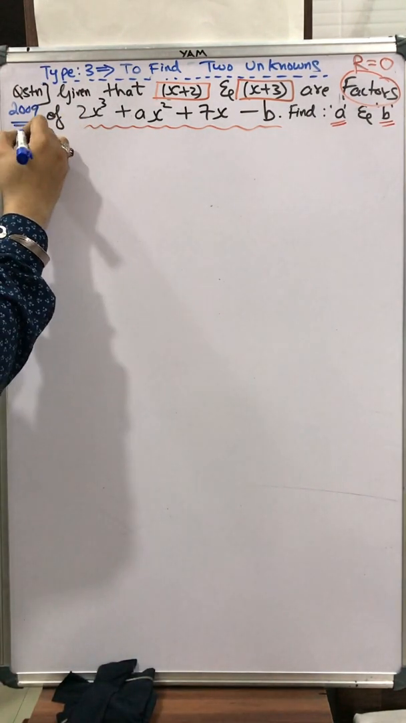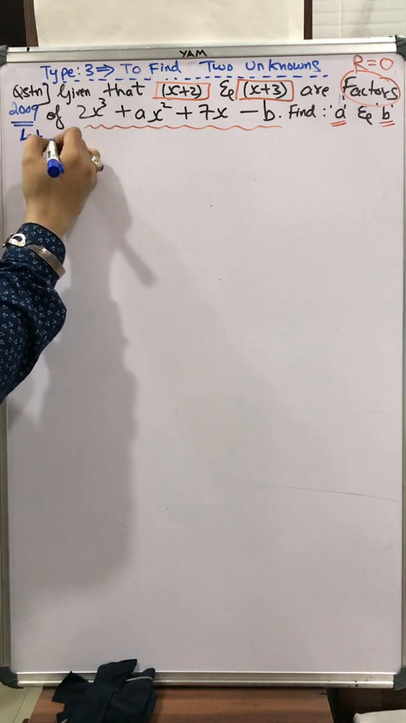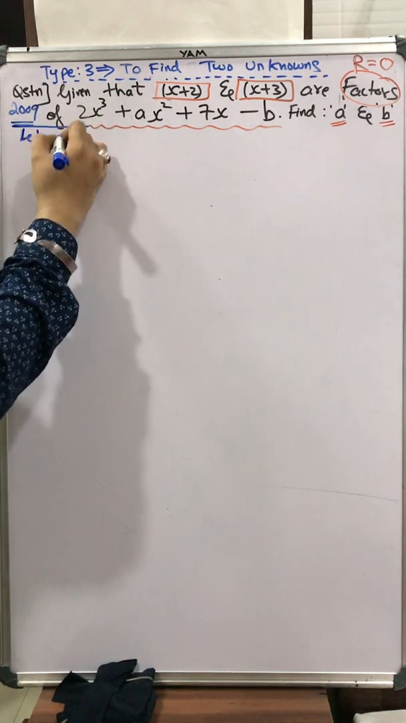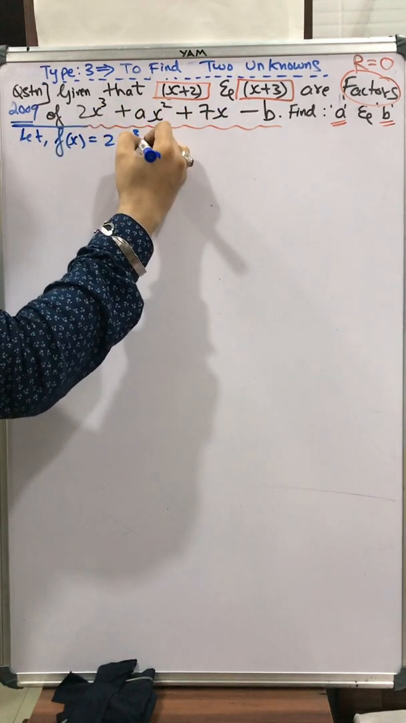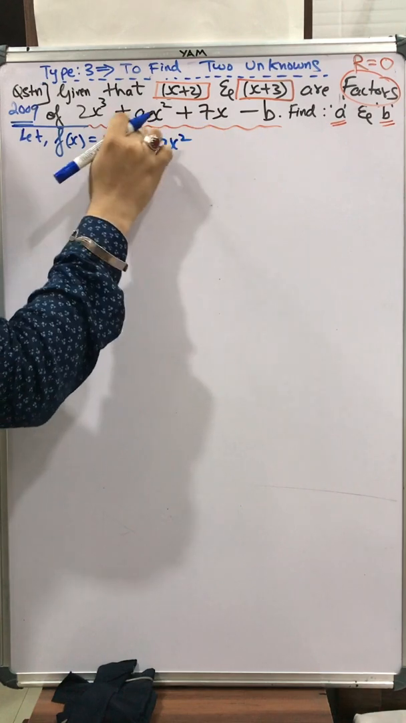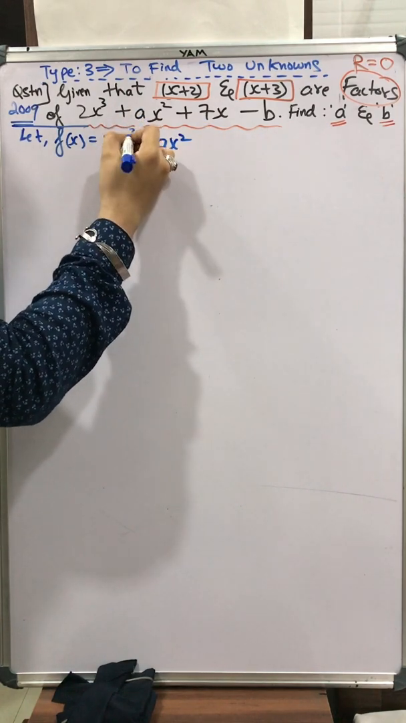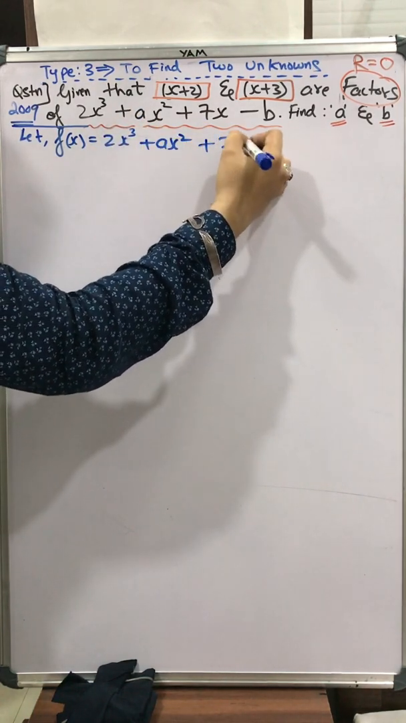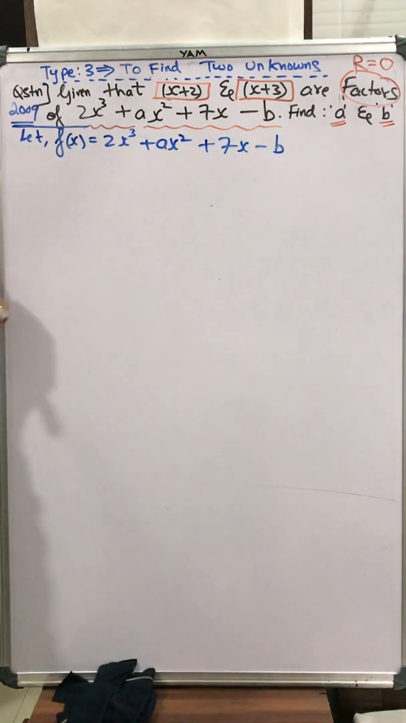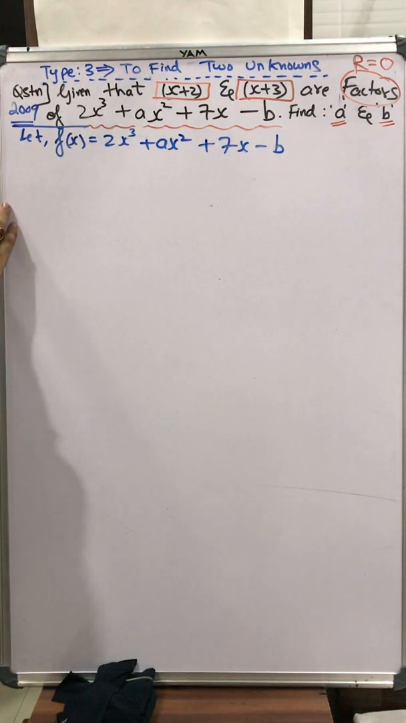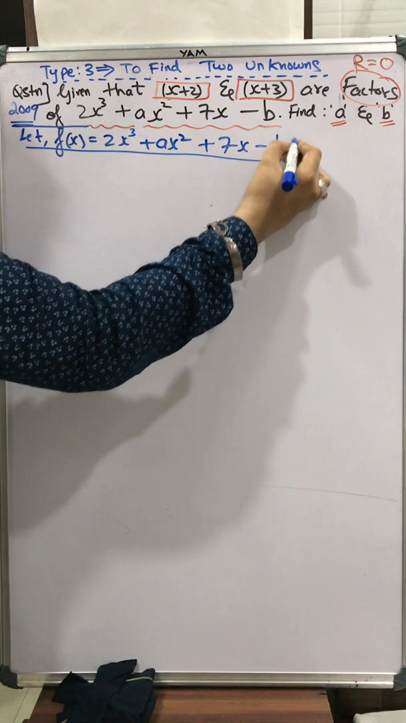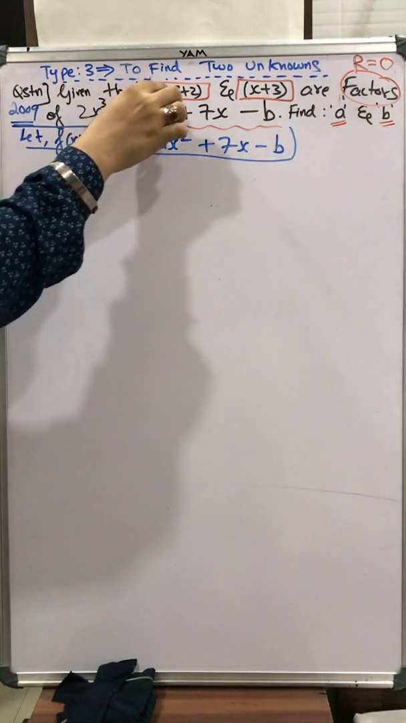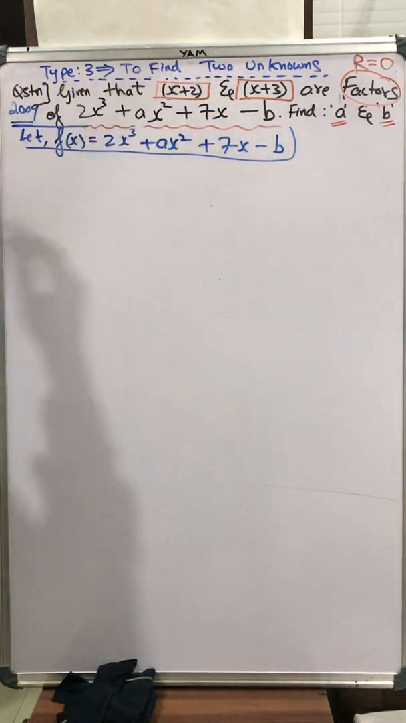First thing, let f(x), I'll give the name f to this polynomial, be 2x cube plus ax square plus 7x minus b. This is my polynomial. Now, I'll start with the first factor. x plus 2 is given as a factor.